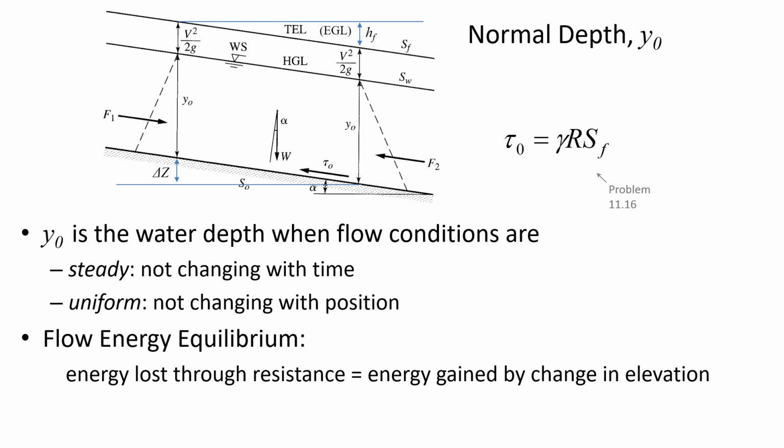And so later on, when we have to get really sophisticated and complicated about things, we'll differentiate between the energy loss and the delta z. But here they're equal. The slope of the water surface, the slope of the channel bed, and the slope of the energy grade line are all equal.